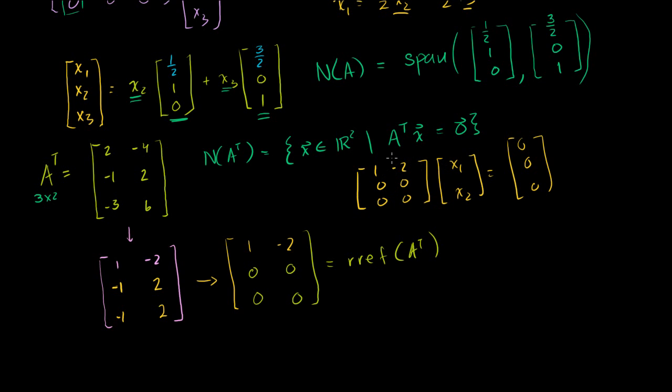So we get 1 times x1. And notice, this is the pivot column right here. So x1 is going to be a pivot variable. And x2 will be a free variable. And just to be clear, the first column is our pivot column. So if we go back to A transpose, it's this first column here that is associated with the pivot column. So when we talk about its column space, this by itself will span the column space. This is all a review of what we did before. We're just applying it to the transpose.